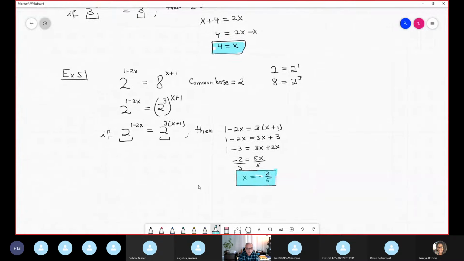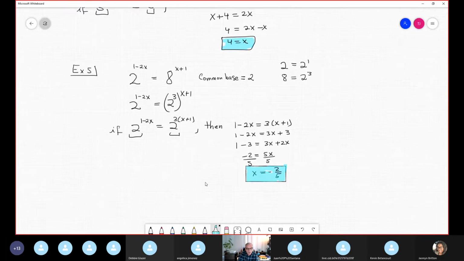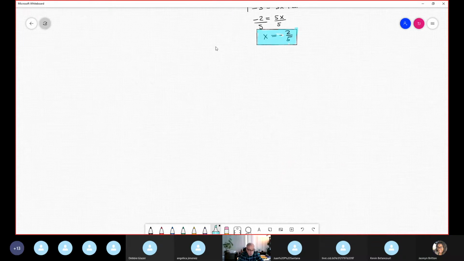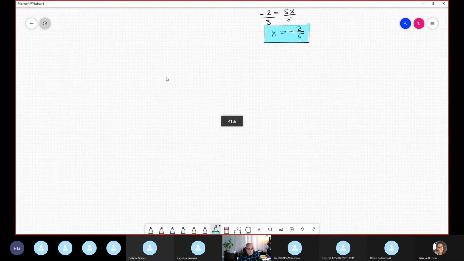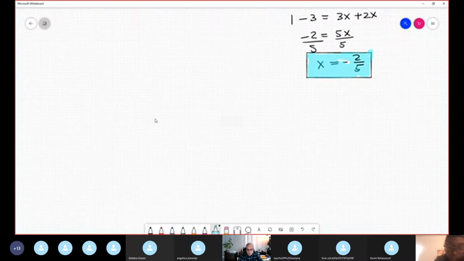Okay, one more interesting example. Am I going too fast or am I doing okay? Too fast, okay. Okay? You're doing okay. Example 6 is tricky. Pay attention.